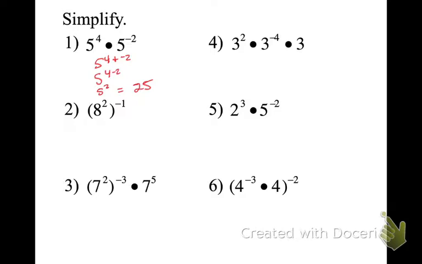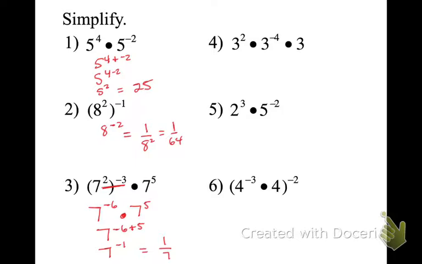Okay, so here we're going to get 8 to the negative 2, and that equals 1 over 8 squared, which is 1 over 64. Okay, you try it for the rest. Now we're putting it together. Now let's check our work. So I get 7 to the negative 6 times 7 to the 5th. Now, since they're out of the parentheses, I do my power to the power first. Now I'm doing 7 to the negative 6 plus the 5th. So it's 7 to the negative 1, which is 1 over 7. Okay?